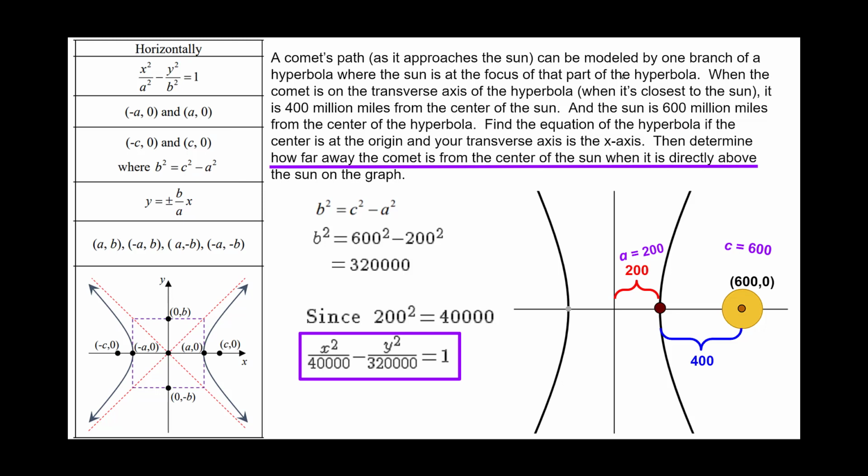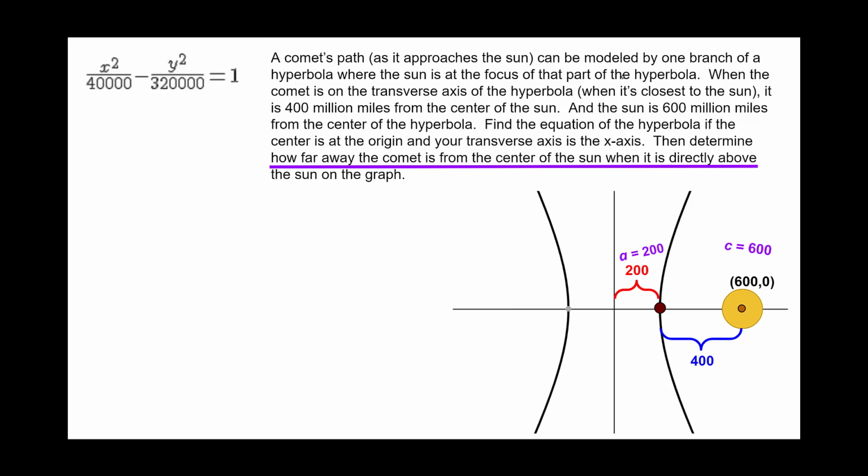All right, so the next step is to find out how far away the comet is from the center of the sun when it's directly above. So let's make a little bit of room. All right, so remember, this is the equation we got, and remember, each unit is 1 million miles. Let's redraw this using Desmos.